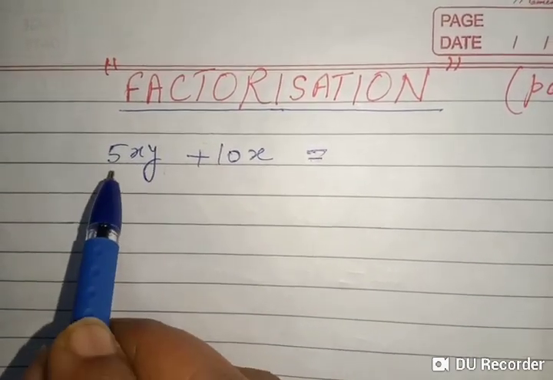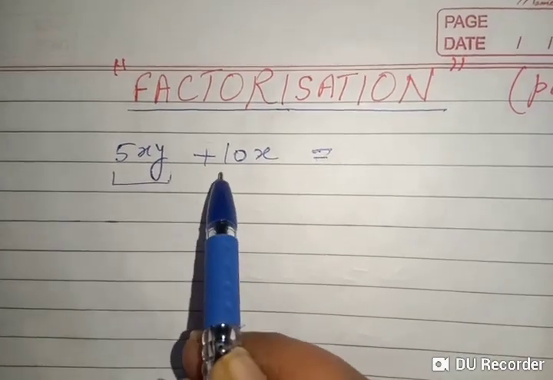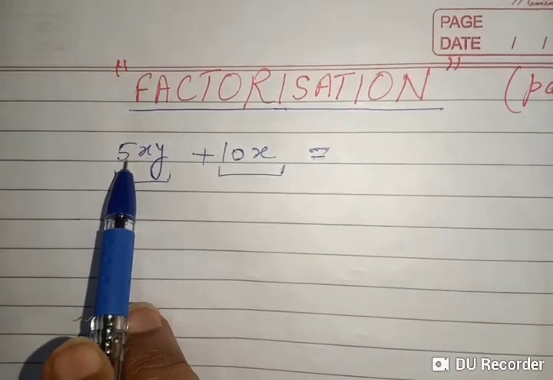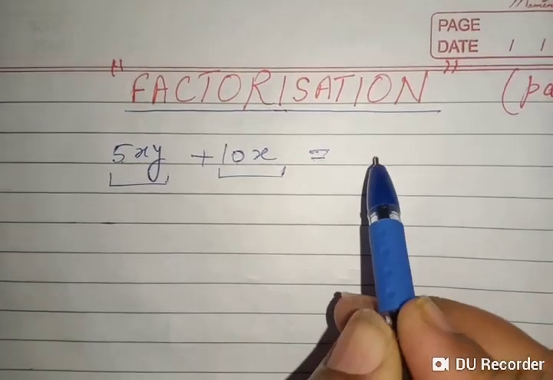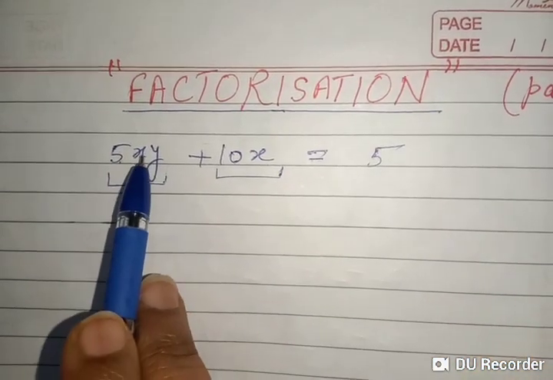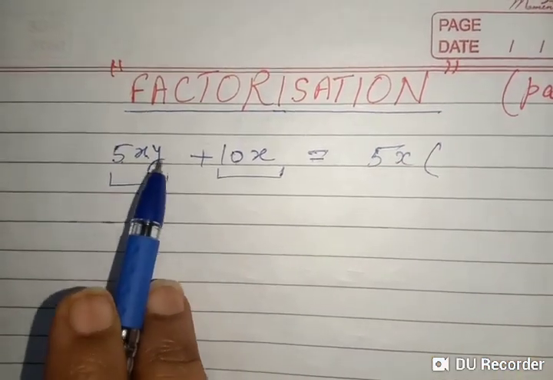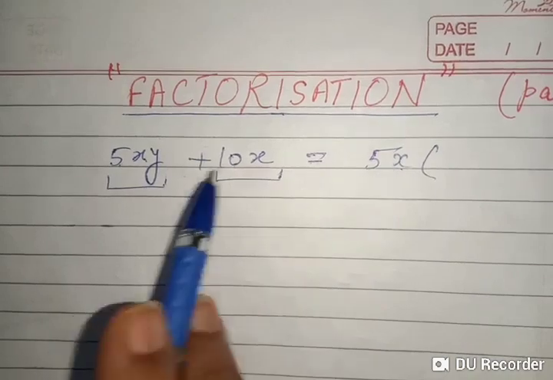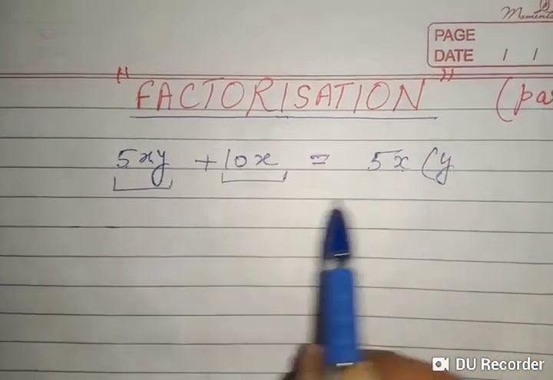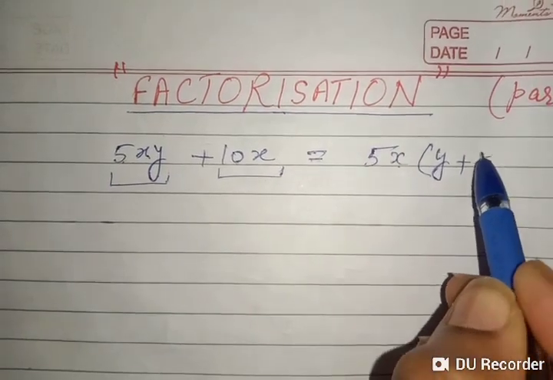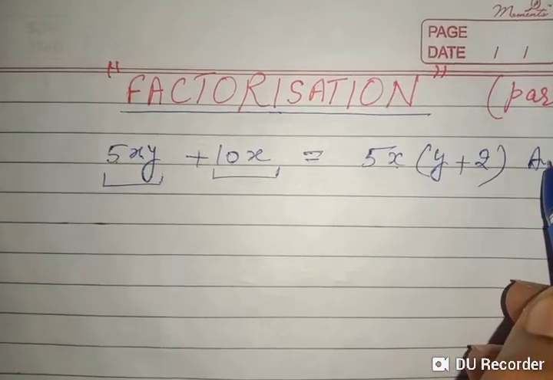So the first step that we'll see here is what is common in both. Can you see what is common in both? 5 and 10. So 5 is common, and here is x, here is x, so 5x is common. What is left inside? If we divide this by 5x, what is left? y, with this sign plus, and if we divide 10x by 5x, what is left? 2. So this is our answer.